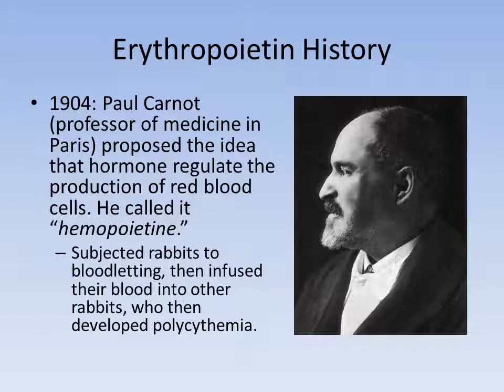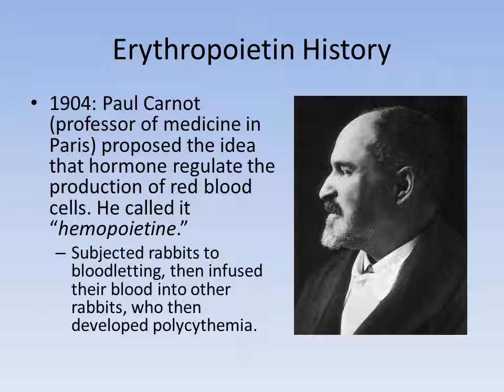In 1904, Paul Carnot, a professor of medicine in Paris, first proposed the idea that there must be a hormone in the bloodstream that regulates the production of red blood cells. And the way he proved this was by bleeding rabbits. Essentially he bled a group of rabbits down to the point that they were very anemic, and then he took blood from the anemic rabbits and infused it into another group of rabbits. And the second group of rabbits then developed really high red blood cells in their blood.